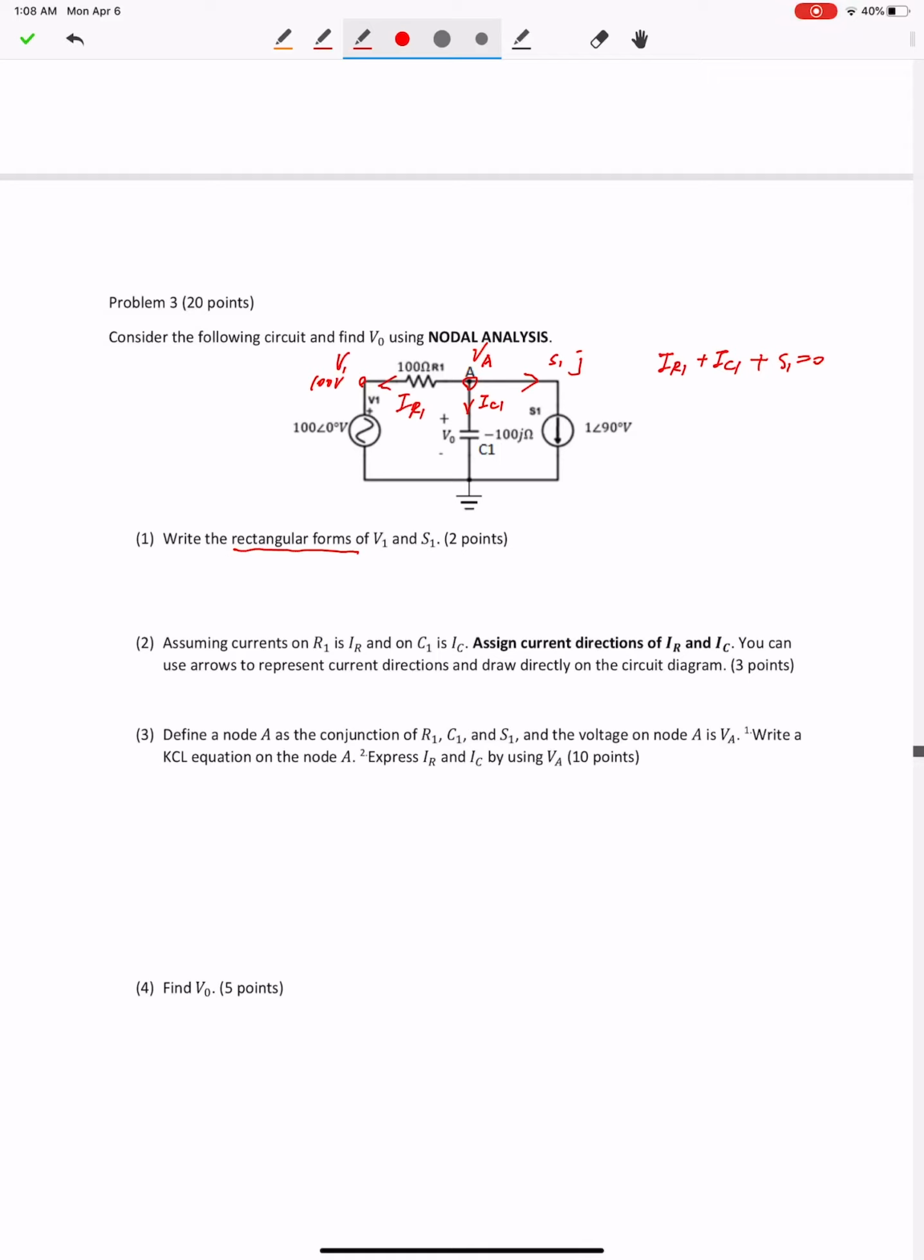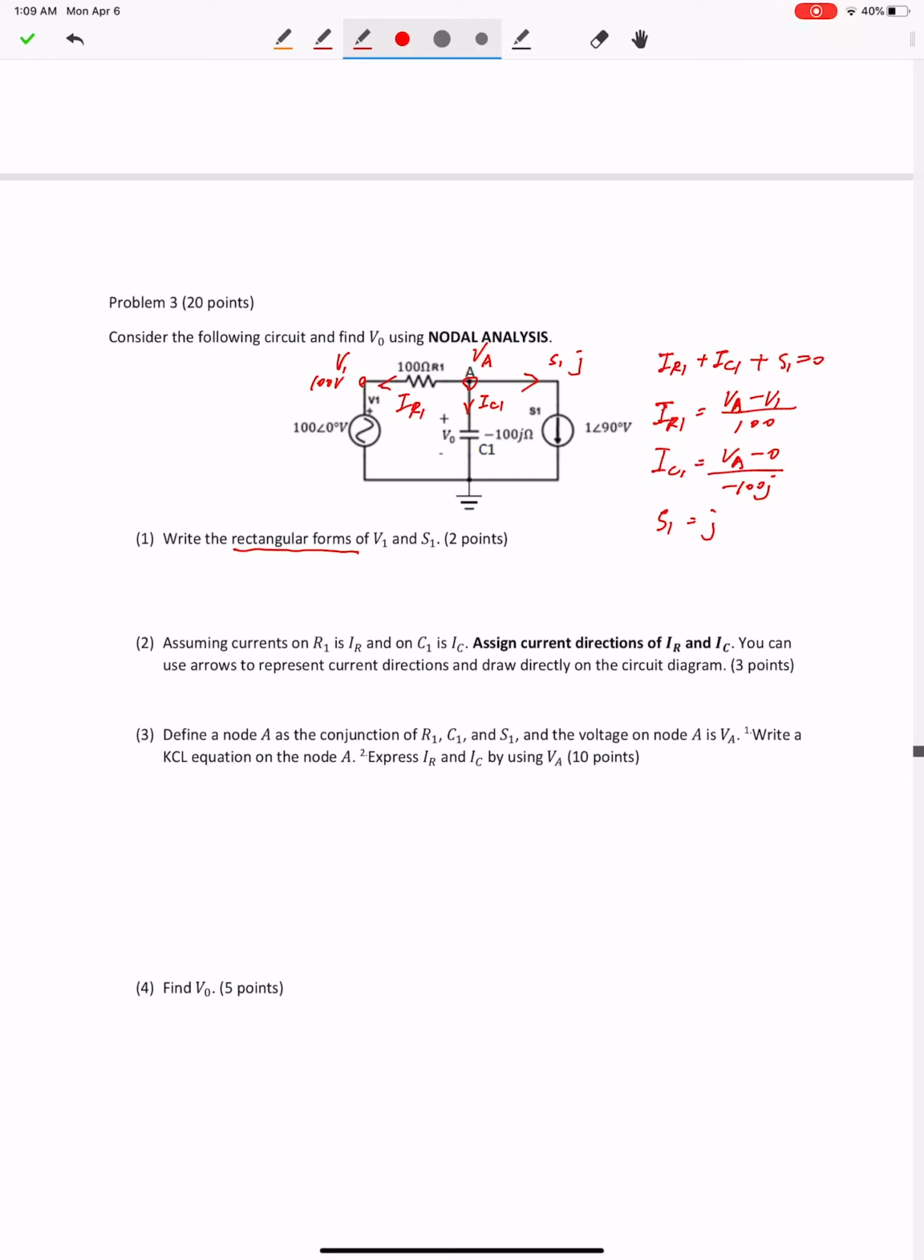And then you can find the expression for IR1. IR1 equals VA minus V1 divided by 100, right? VA minus V1 is the voltage across R1, and the resistance of R1 is 100. IC1 is VA minus 0 divided by minus 100J ohms. And S1, given by the question itself, is just J, right?